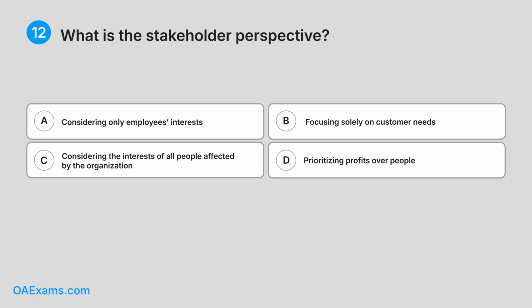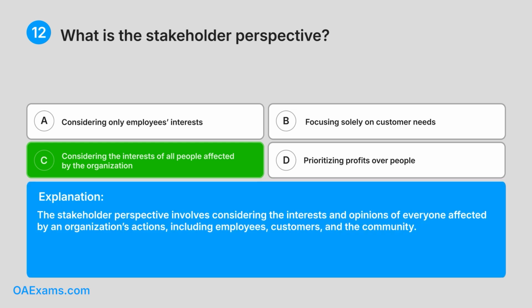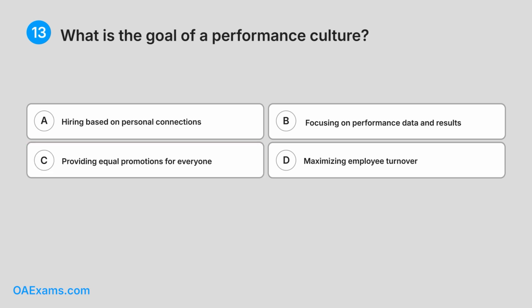Correct answer. C. Considering the interests of all people affected by the organization. Explanation. The stakeholder perspective involves considering the interests and opinions of everyone affected by an organization's actions, including employees, customers, and the community.